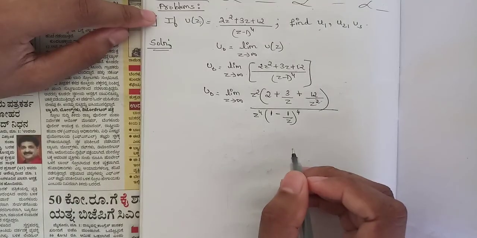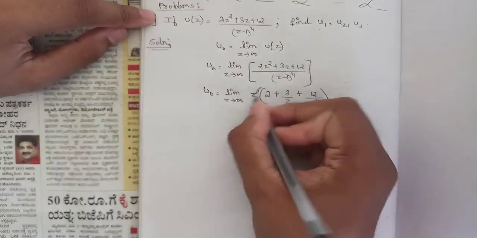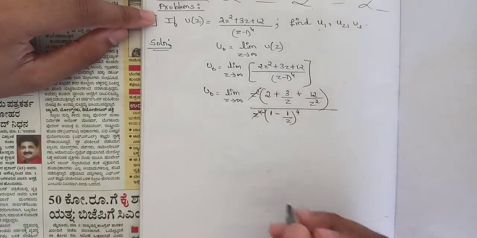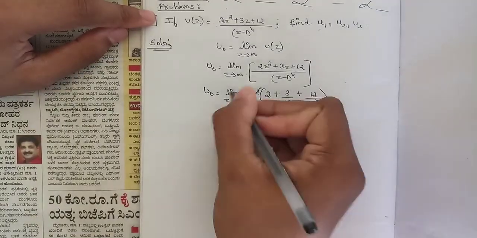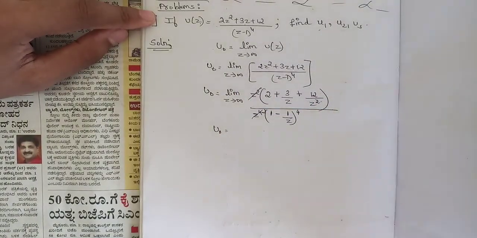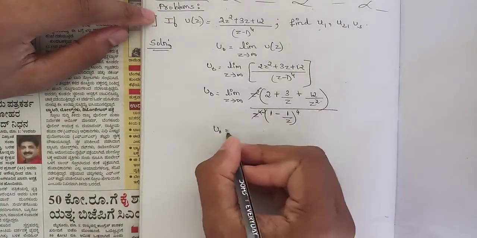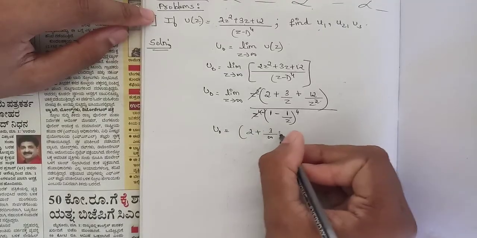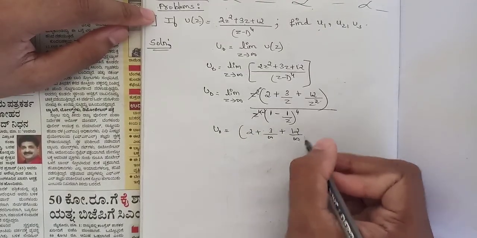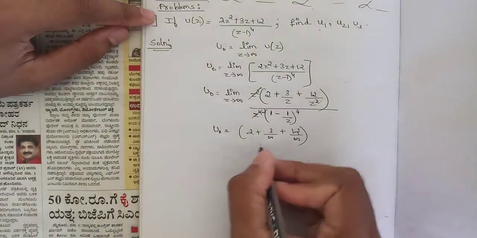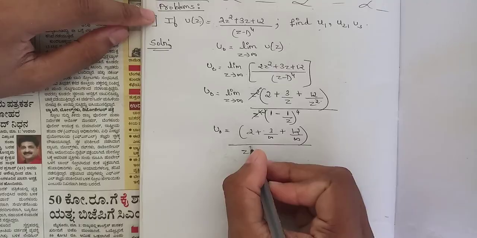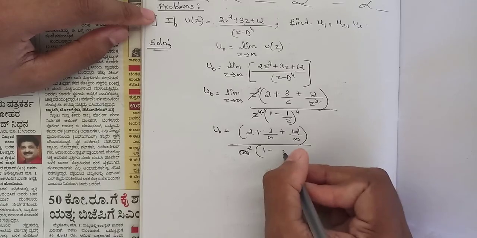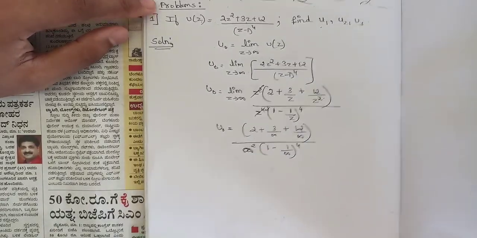So now we can cancel this z square with this z square, so here z square would remain. So finally let's apply the limit, that is z tending to infinity. So this becomes 2 plus 3 by infinity plus 12 by infinity square, so infinity square is infinity itself, divided by z square, that is infinity square, into 1 minus 1 by infinity whole to the power 4.